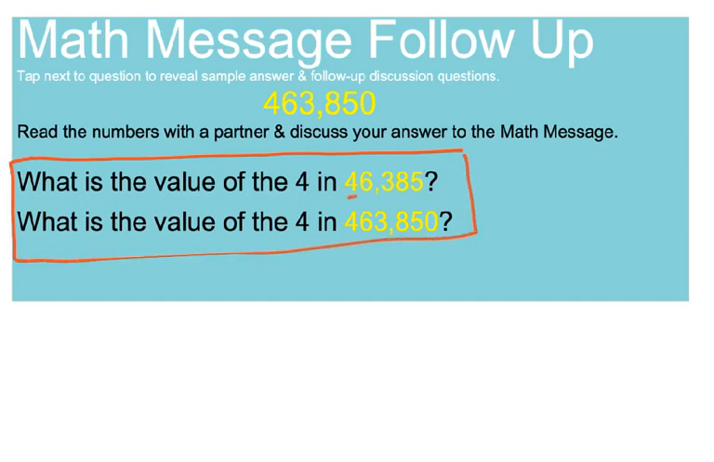Now we're going to look at these two numbers in the red box. So we're looking at what is the value of the 4 in 46,385. So next to there, would you please on your whiteboard write the value of the 4? Go ahead. If we look at the 4, it's in the 10,000s place. So I write a 4, and then every place value after it is a 0. So the value of the 4 is 40,000.